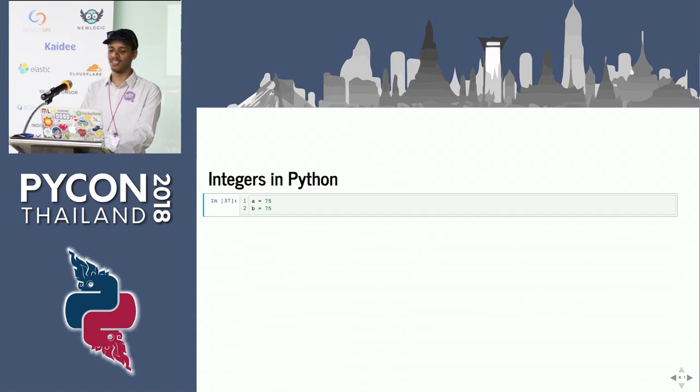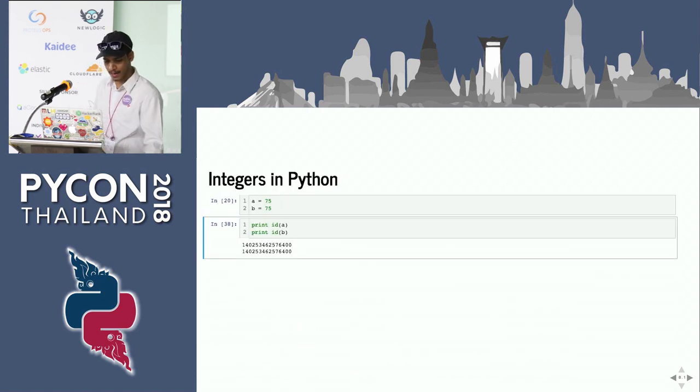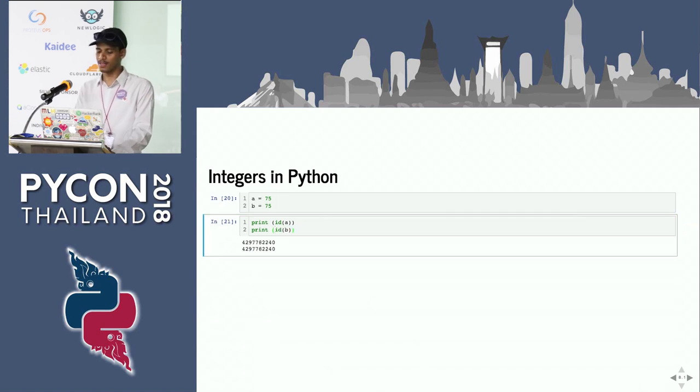All right, integers in Python. A lot of people have used integers, right? This is something you do in the really beginning. So let's try with two integers. I just have A and B equals 75, and I try to print the IDs. Okay, it turns out it's 429 something something, and the really interesting thing is both these IDs are similar, isn't it? These two numbers are the same, right?